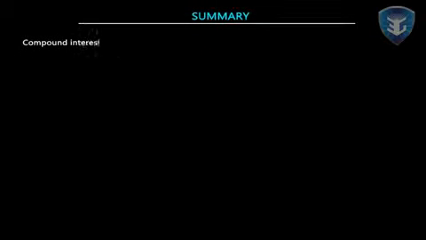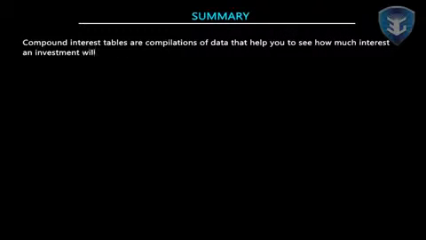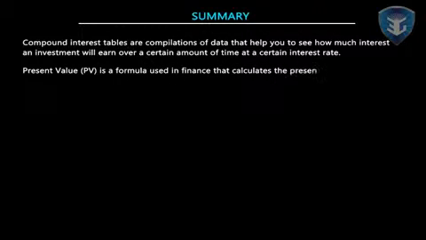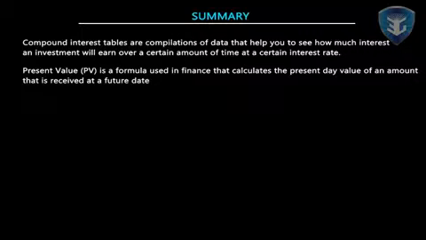Now, in the end, let us summarize what we have learned in this lecture. Compound interest tables are compilations of data that help you to see how much interest an investment will earn over a certain amount of time at a certain interest rate. Present value (PV) is a formula that is used in finance that calculates the present-day value of an amount that is received at a future date.